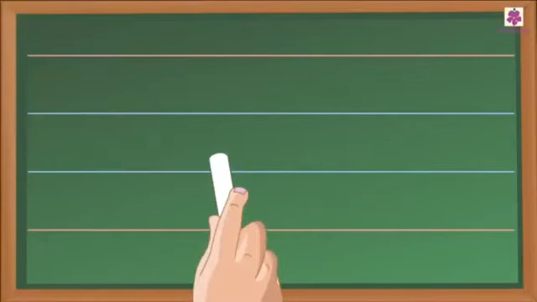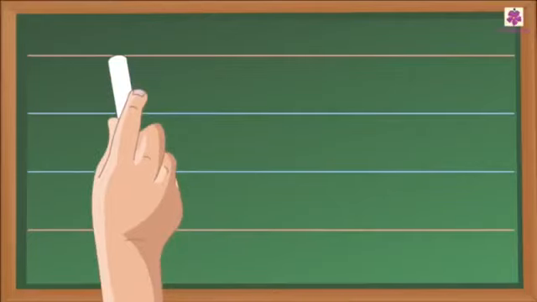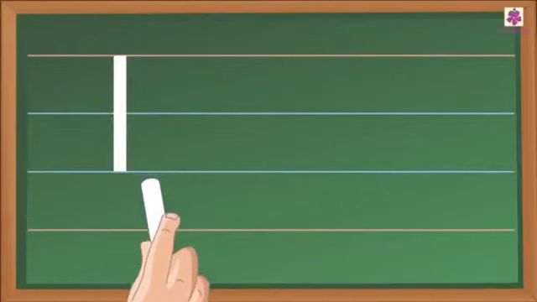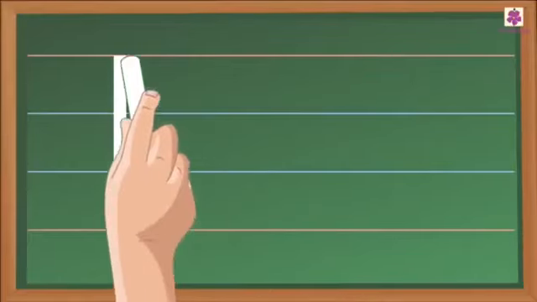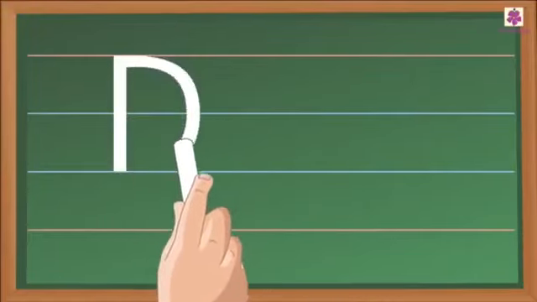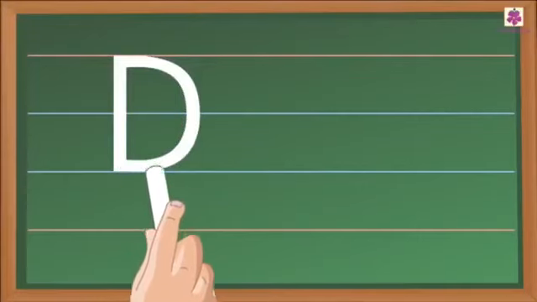Capital D. Start from the top and draw a standing line down. Go again to the top and draw a curve till the bottom.